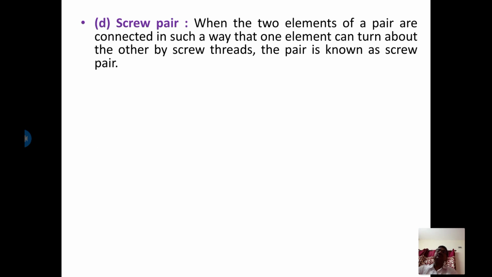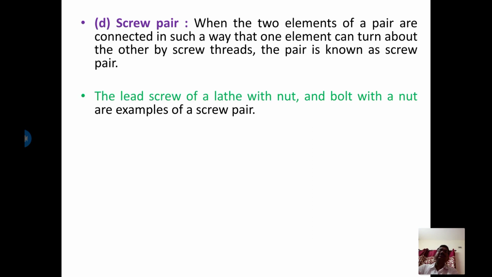Next, coming to the screw pair. When two elements of a pair are connected in such a way that one element can turn about the other by means of screw threads, that pair is called a screw pair. Examples are a bolt with a nut, a lathe lead screw with a nut. These are some of the examples of a screw pair.